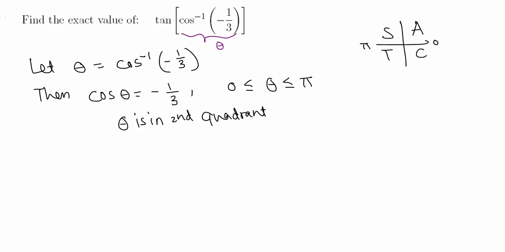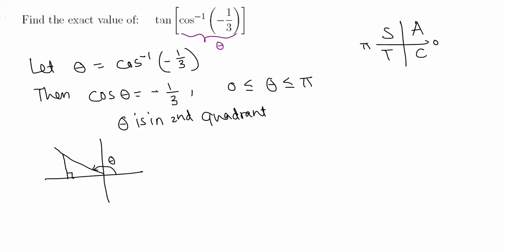Let's draw a right triangle based on cosine theta. Once we have all three sides of the right triangle, we can go back and find tangent theta, because everything inside is assumed theta. So in the second quadrant, here is angle theta. Cosine is adjacent over hypotenuse. Let's draw a right triangle for this reference angle.